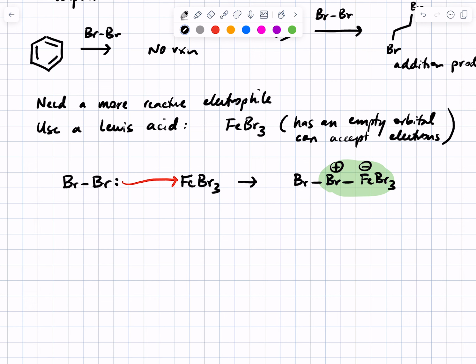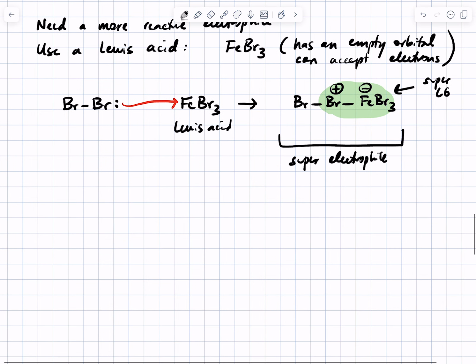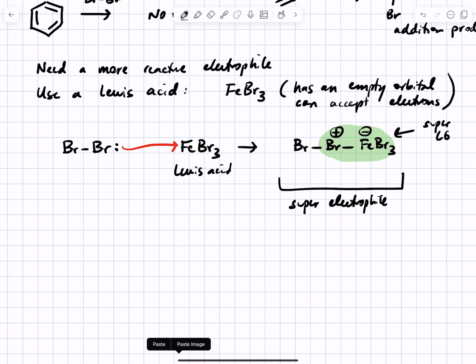This one will leave as FeBr4 minus. The negative charge that would have been on the bromine is now delocalized over a much larger molecule. So what we've done by adding the Lewis acid is we've turned this molecule into a super electrophile, and that's because this is a super leaving group. So now that electrophile is reactive enough to react with benzene, even though benzene's aromatic and super stable. So we've souped up the electrophile, and then let's draw what happens.